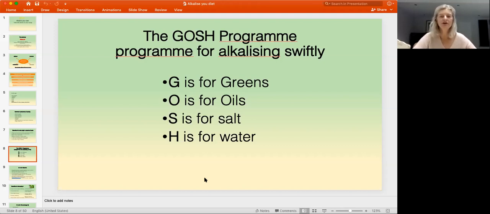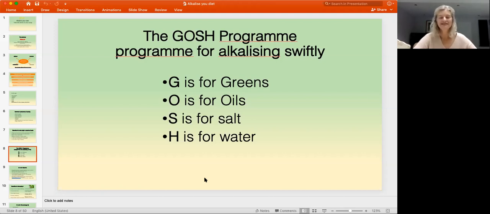So the Goss program includes 4 aspects. The G is for greens, the cruciferous vegetables. For so many health issues, you really cannot get enough. And we're not just talking about the acid alkaline balance, we're talking about reducing inflammation, we're talking about immunity, so many reasons why we want to have the greens in our diet, and we're going to go into that in more detail. The O is for oils, so good quality oils.